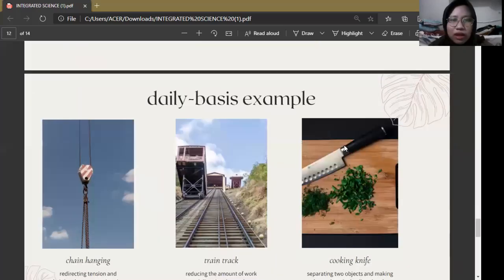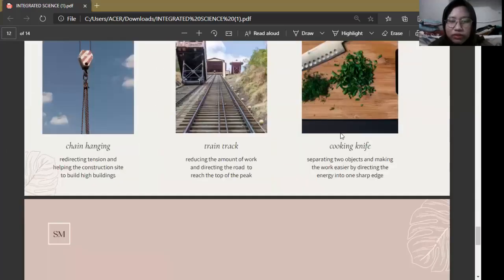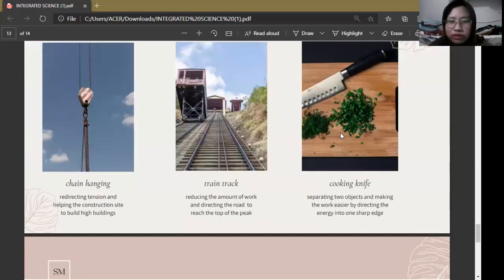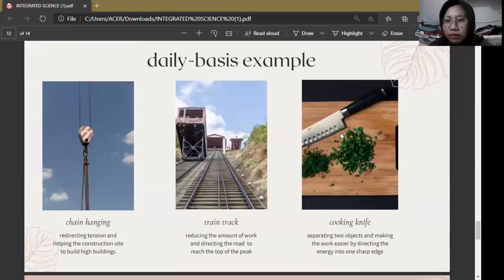And then this is the very last one: the daily basis example. So daily basis examples are daily activities of simple machines that you can find literally in your surroundings, in your environment. So the first one, can you guess what it is? Yes, it is a pulley, the one that I have had an interest in for so long.